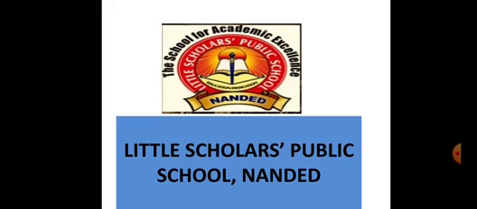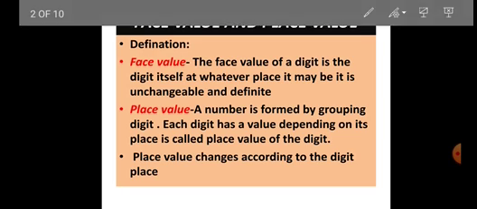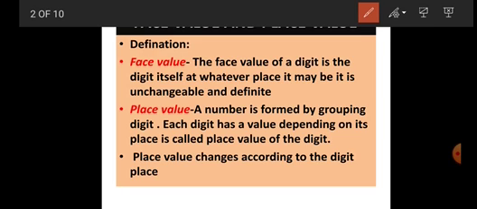In the previous video we focused on the placement of commas and periods to write a number's name and numerals. Now I am going to teach you face value and place value. The face value of a digit is the digit itself. At whatever place it may be, it is unchangeable and definite.